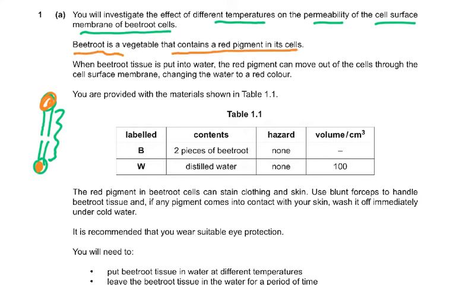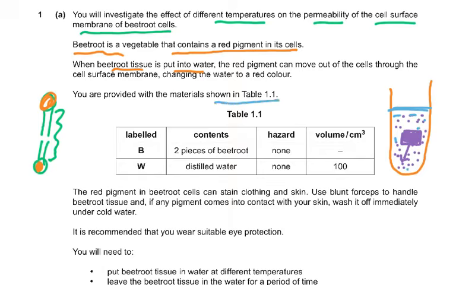Beetroot is a vegetable that contains a red pigment in its cells. When beetroot tissue is put into water, so if you take some water and put the beetroot tissue in it, I'm using a purple color because it's a dark red color, the red pigment can move out of the cells through the cell membrane, changing the water to a red color. The water color can change because the beetroot cells will be damaged when you cut it, and that will release the red pigment, and this red pigment will now enter the water and start to color it.